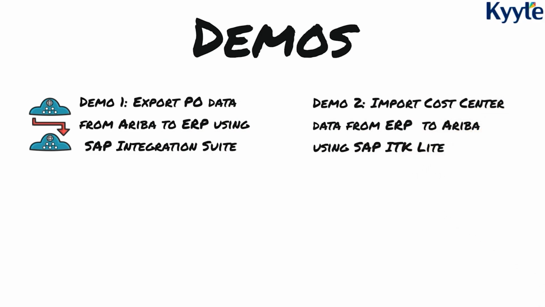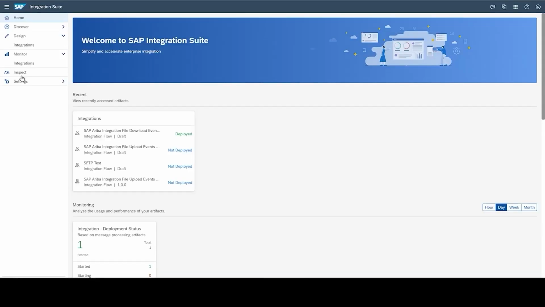Let's see the PO export using SAP Integration Suite. This is the main page of the SAP Integration Suite. Let me show the integration flows configured in this demo environment. We will navigate to Design, Integrations, and click on SAP Ariba Integration Toolkit.